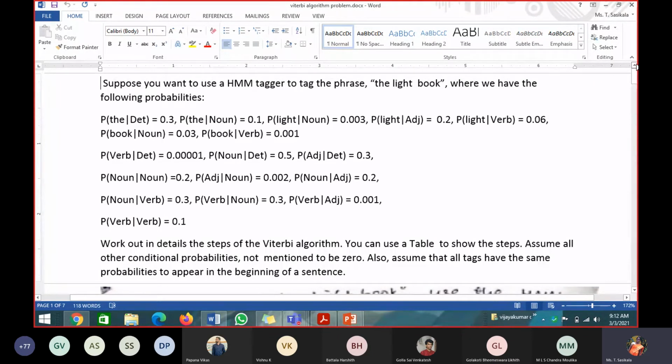Copied. Can I scroll down? See, later on I will not show the problems. If you have the values only, you will be able to solve it. Please make note of these values.